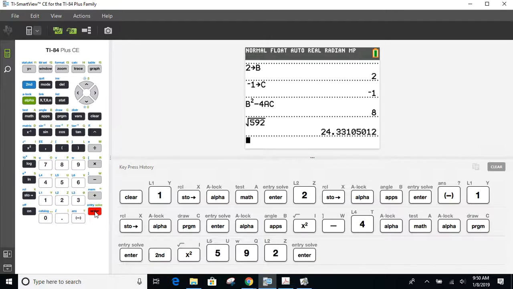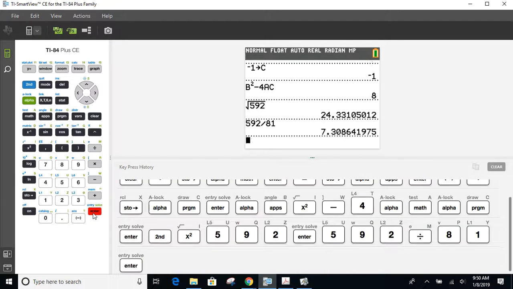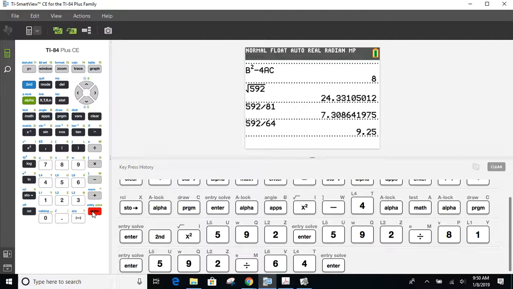Well, first thing I would check is just to make sure 592 is not a perfect square. I did square root of 592, no good. Oh boy, here we go. 592 divided by, let's see, does 81 work? No. 592 divided by, how about 64? Anybody find one? 16, huh?